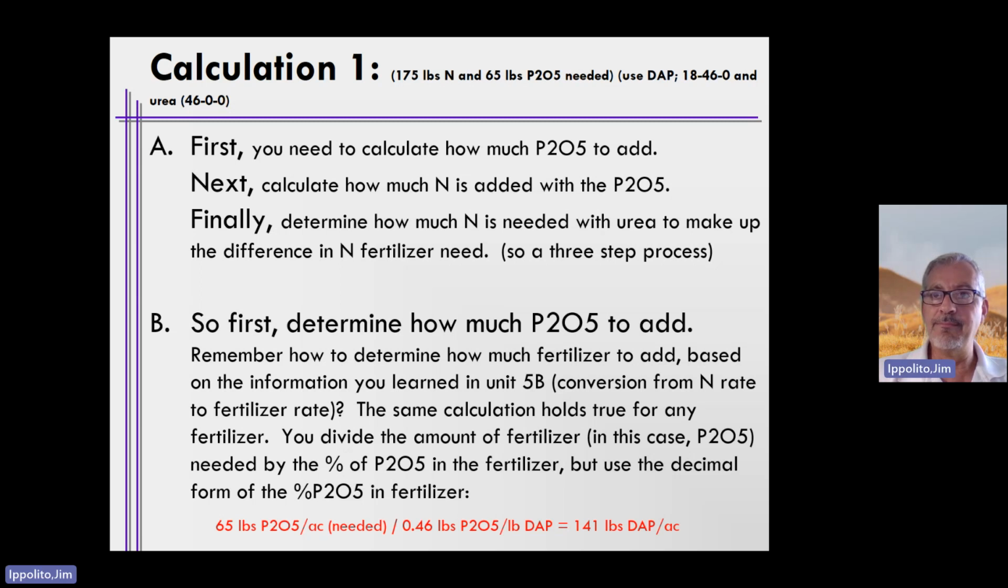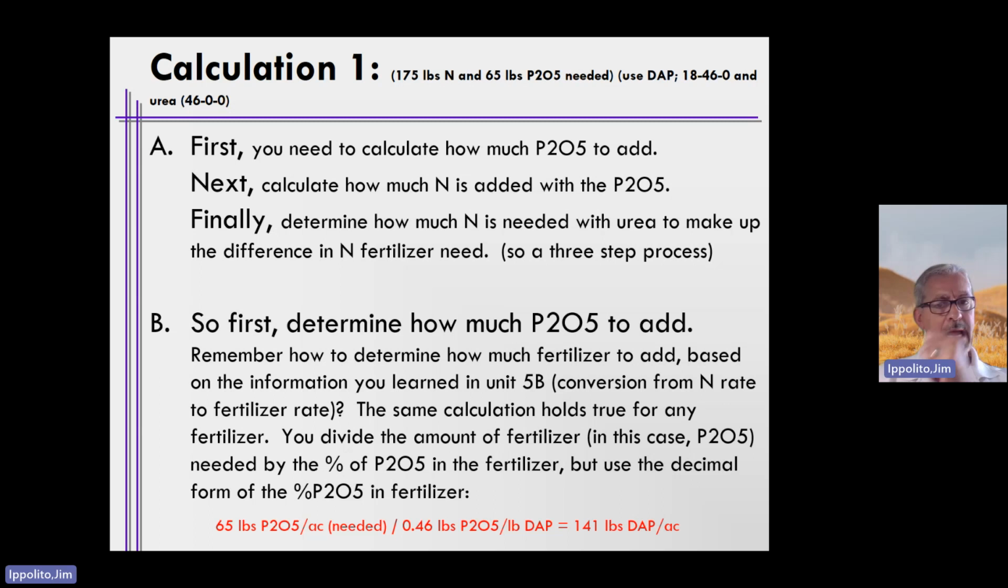You divide the amount that's needed, which is 65 pounds of P2O5 that was given in the word problem, and it's shown at the very top of this slide. And you divide that by the decimal form of the amount of P2O5 in the fertilizer itself. In this case, for diammonium phosphate, that's 0.46. And if you do the math, it tells you that you need 141 pounds of diammonium phosphate per acre.